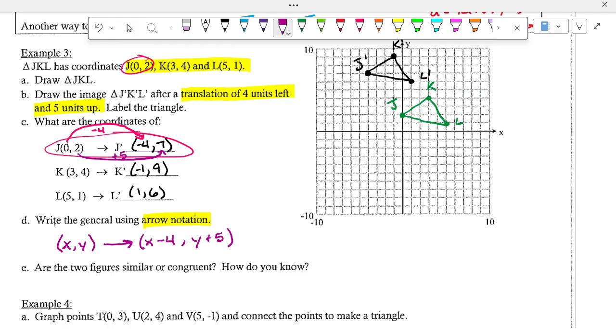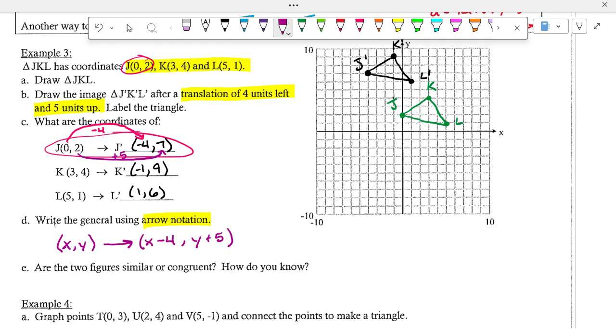So to get from 3 to -1, do I subtract 4? So is 3 minus 4 negative 1? Yes. Is 4 plus 5 9? Yes. So that rule's correct. Is 5 minus 4 1? Yes. Is 1 plus 5 6? Yes. So we have the correct rule. All right, so that's what you should be asking yourself as you're writing these rules out. Any questions on that? Making sense so far?